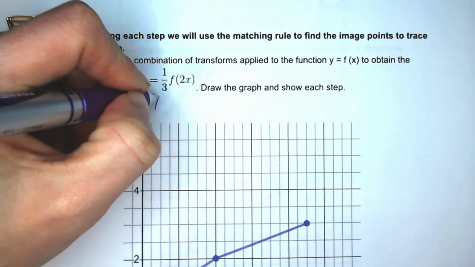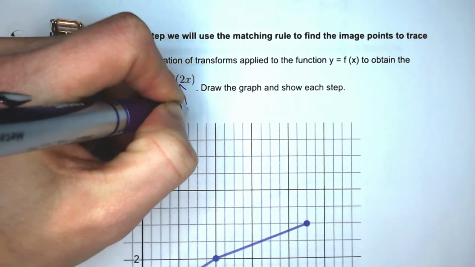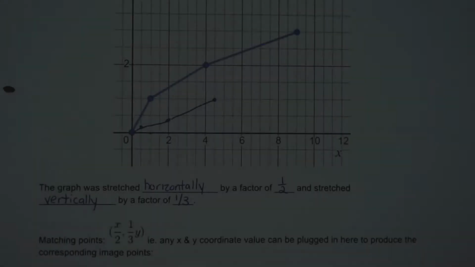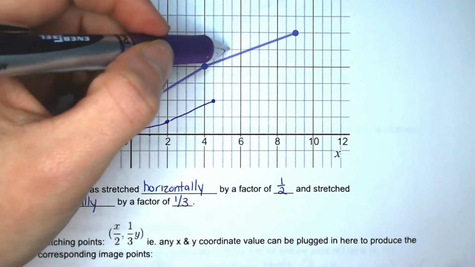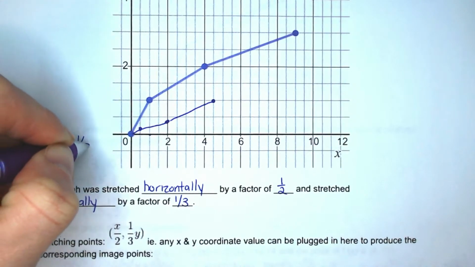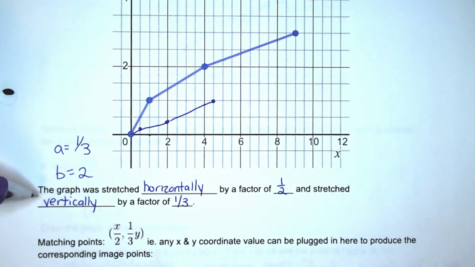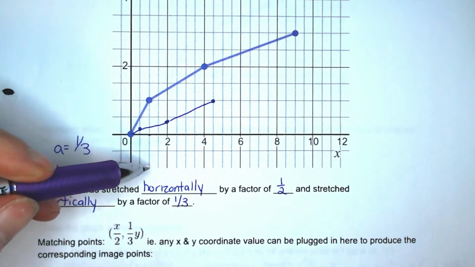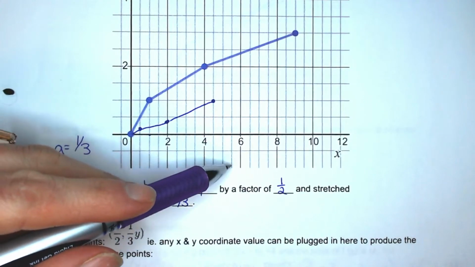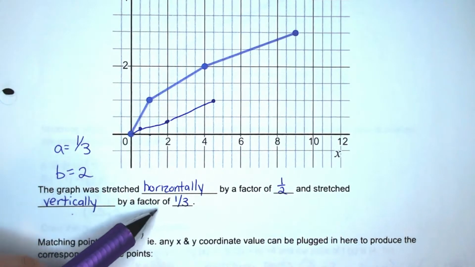So I just wanted to remind you that this is our a, 1/3, and our b value is 2. So we have this original graph here. I'll just bring those values down. A equals 1/3, b equals 2. So this tells us that the graph was stretched horizontally by a factor of 1/2 and stretched vertically by a factor of 1/3.